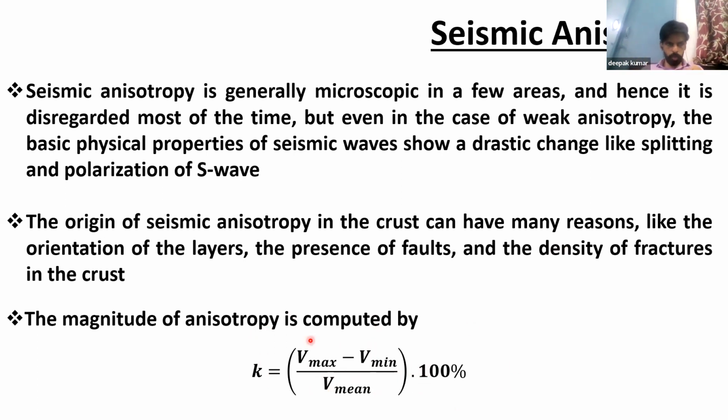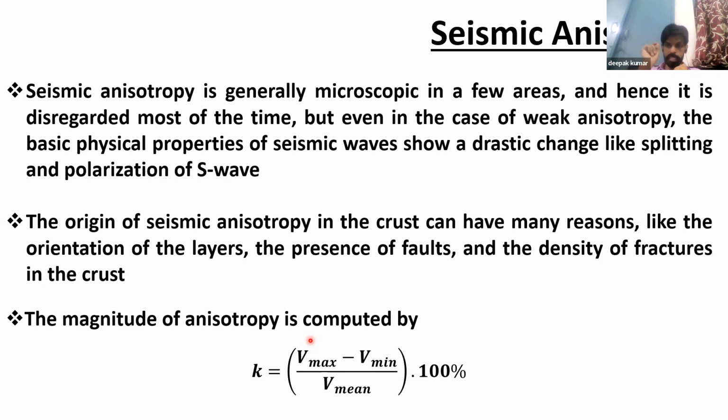Why is seismic anisotropy necessary? Whenever we do seismic modeling, we assume that Earth is isotropic just to avoid the complication of mathematics and algorithm. But that is not the case. Even if there is a slight hint of anisotropy, our imaging and modeling will be drastically affected. So we have to consider the effect of anisotropy in that.